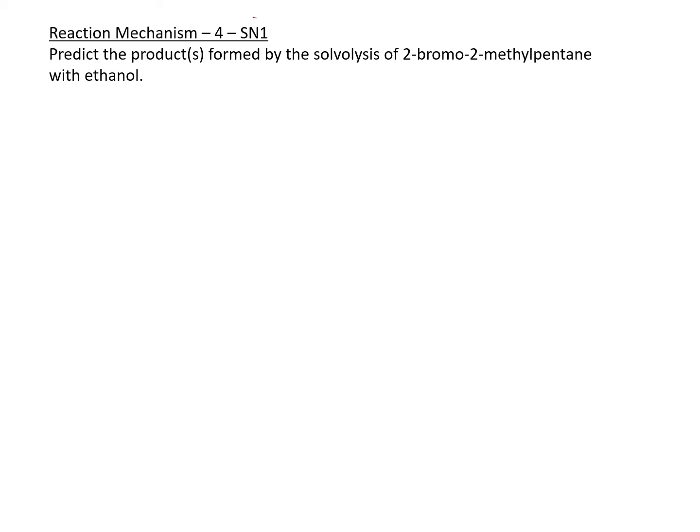Reaction mechanism, SN1: predict the product, maybe two products, three, formed by the solvolysis of 2-bromo-2-methylpentane with ethanol. Okay, so let's unpack this a little bit. First of all, we are told that maybe we will have more than one product. In this one, we don't know yet until we start solving this.